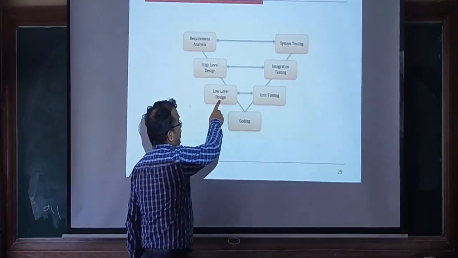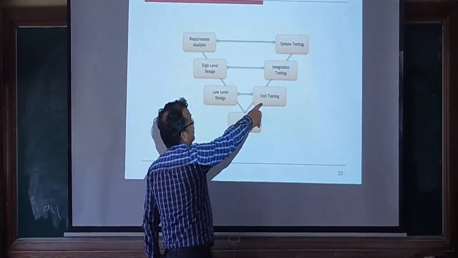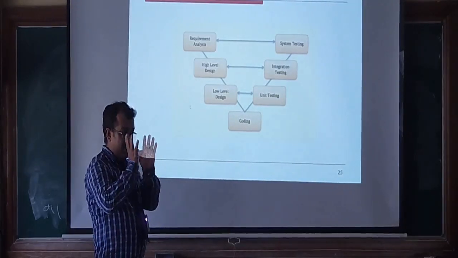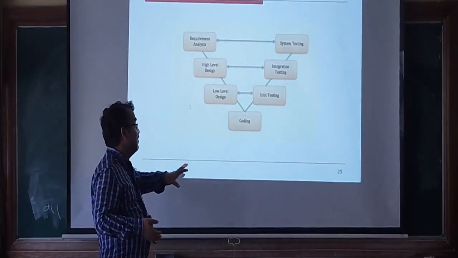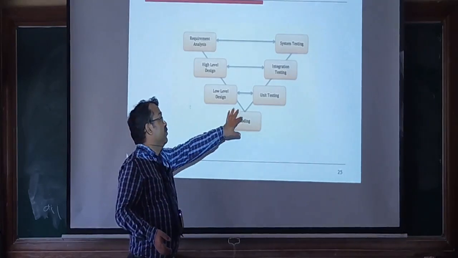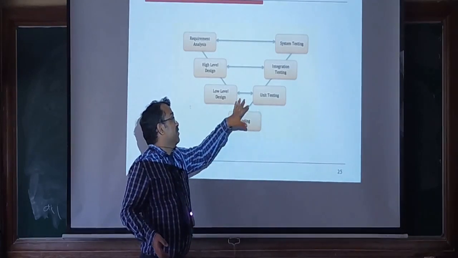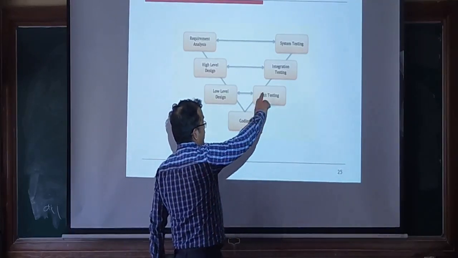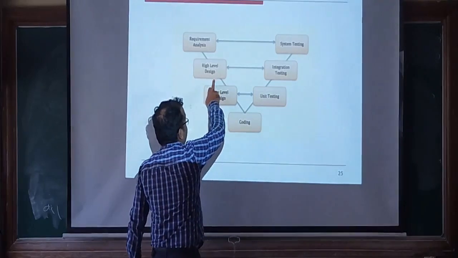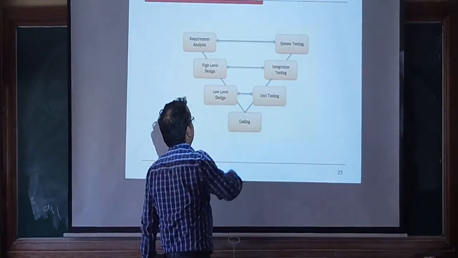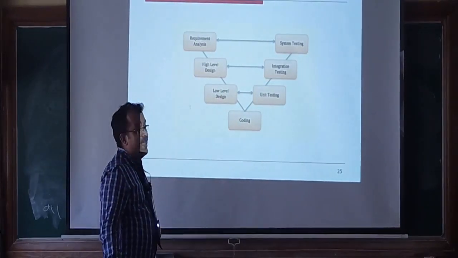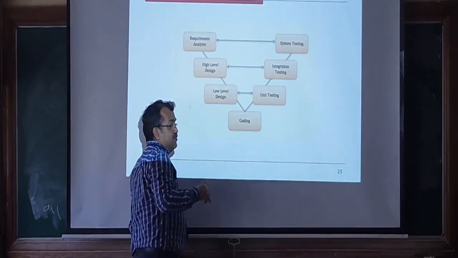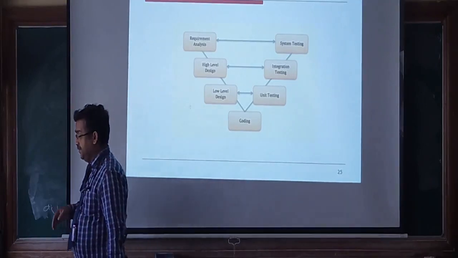So here you can see the low level design corresponds to unit testing. That is the detailed design, where code-based testing can be carried out. Those test cases can be written here, and this corresponds to the level of abstraction at the detailed design part. Similarly, integration testing corresponds to the high level design, and similarly we can have system testing at the level of requirement analysis. So this shows the V model for testing.